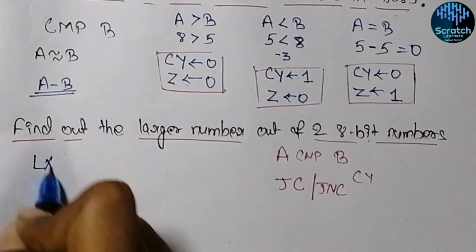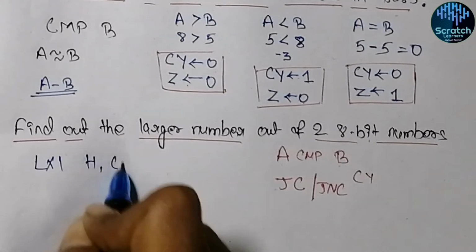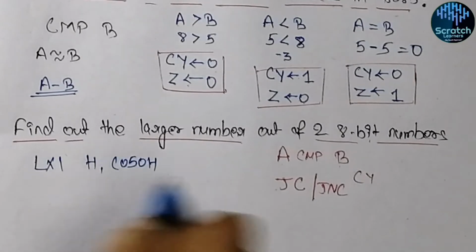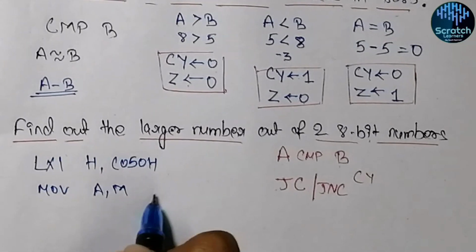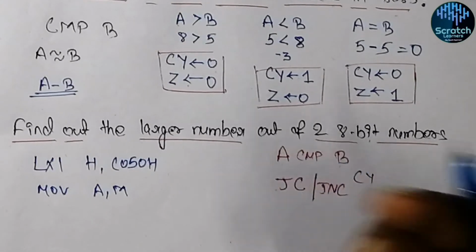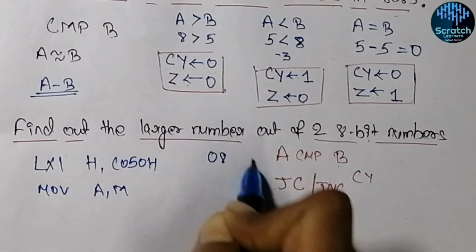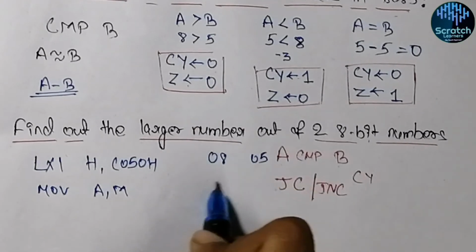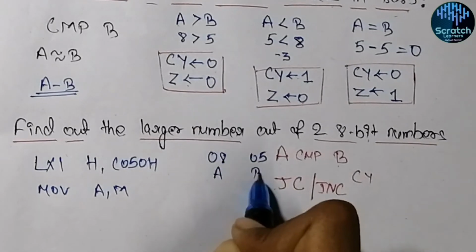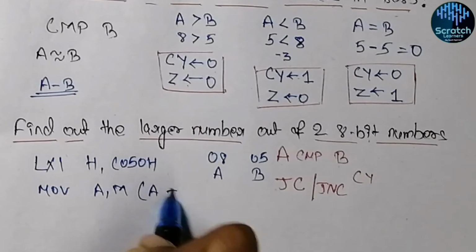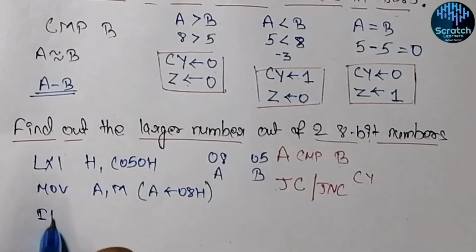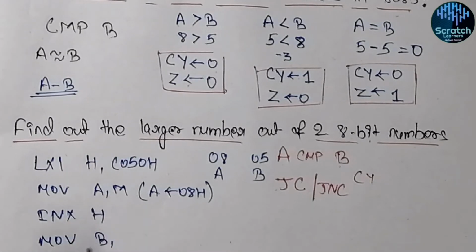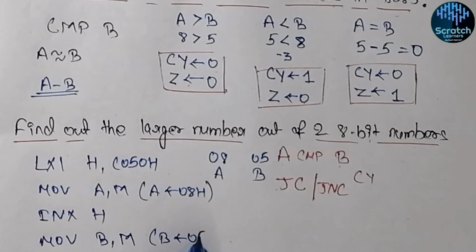So the first step will be taking the input from some memory location. This will be the first input and I'm moving it into the accumulator. Let's take the same example, 08 and 05 hex. So this is in the register A and this is in B. Here A contains 08 hex. Now we will take the second input and move it into the register B. That means B will contain 05 hex.